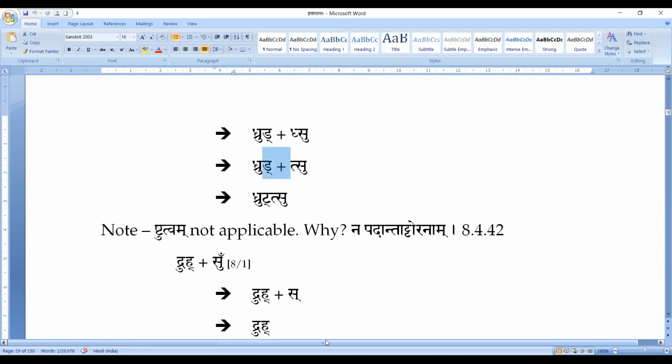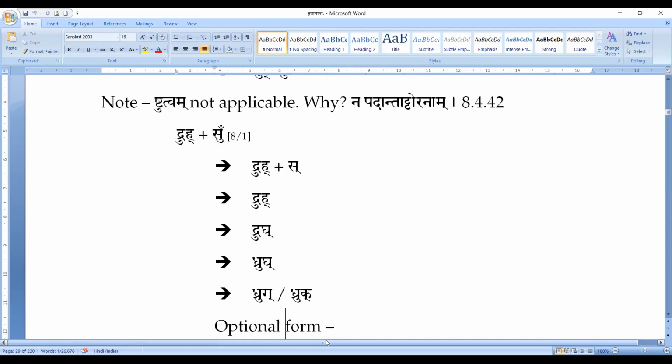Now what will happen? Dakara and takara, will you not apply Shruta sandhi? No, because this is a padam. Therefore padantat toranam, that we saw. Na padantat toranam, Shruta sandhi doesn't happen. So you have to apply karicha. That is at the end of the Ashtadhyayi, 8.4. You have to apply that, not so drutsu. So this is something important to be noted.